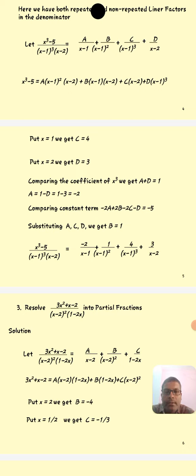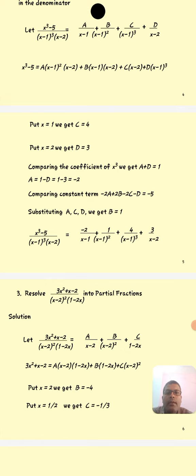How to write here? x cube minus 5 divided by x minus 1 whole cube into x minus 2 is equal to, a value is what? Minus 2. Minus 2 divided by x minus 1. What is the b value? 1 is there. 1 divided by x minus 1 whole square plus c, 4 divided by x minus 1 whole cube plus d, 3 divided by x minus 2.